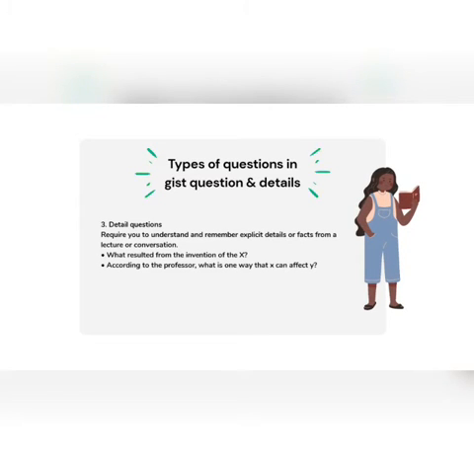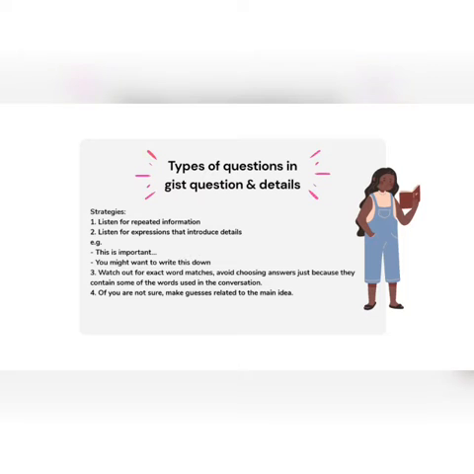The third type of question is the detail questions. They require you to understand and remember explicit details or facts from a lecture or conversation. Here are some examples of questions that you may find in the test. What resulted from the invention of X? According to the professor, what is one way that X can affect Y? So, to answer this type of question, there are four strategies.